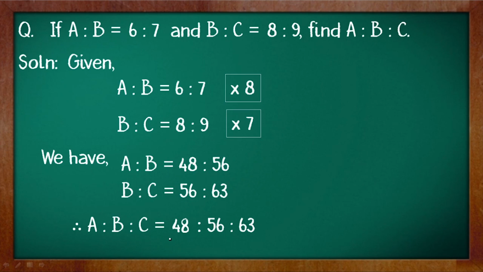Now we will try to cancel it, but cancellation must be done with the same number. All three quantities must be divided or multiplied by the same number, because it is one ratio now. So you can cancel this 48 and 56 with 2, but you cannot cancel 63 with 2. Here also you can cancel 56 and 63 with 7, but you cannot cancel 48 with 7. So cancellation is not possible. So this is in the lowest possible whole numbers. So this is the required answer.